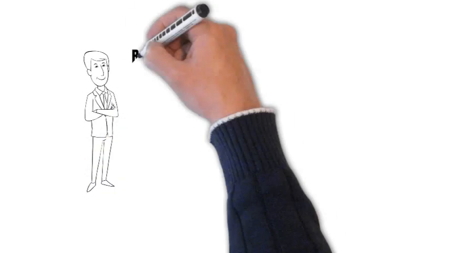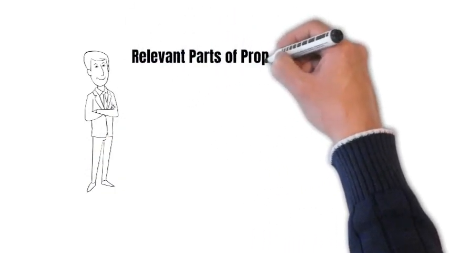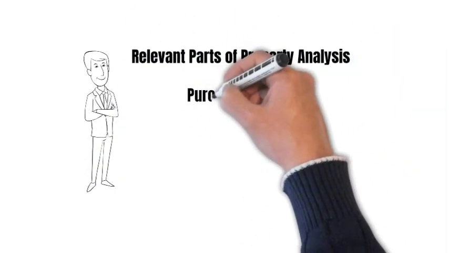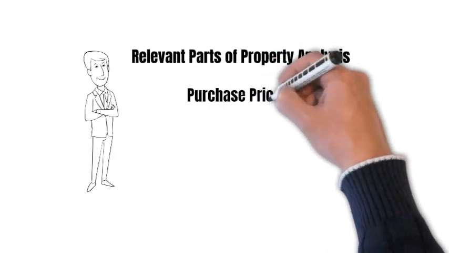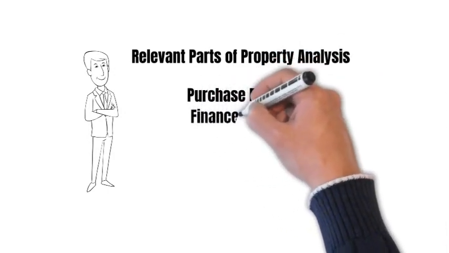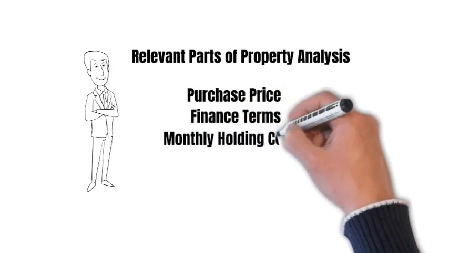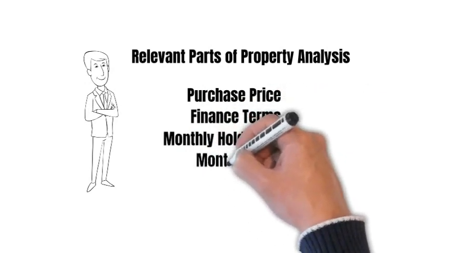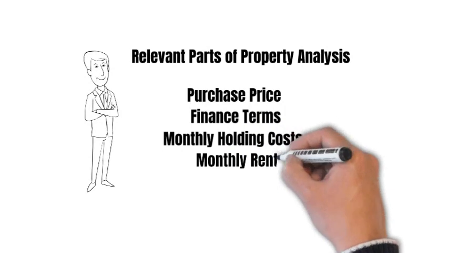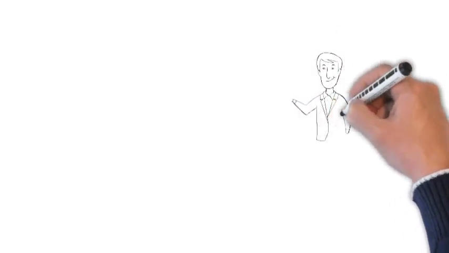First is the purchase price. Then we're looking at our financing terms, our monthly holding costs for that property, and what we're looking to make on our monthly rent. There are other considerations to take into mind, but these are the basics that you need to make sure you're aware of. So let's look at a deal that we've closed previously.